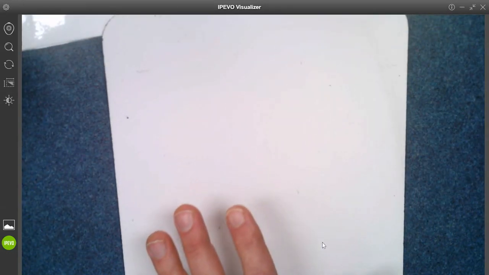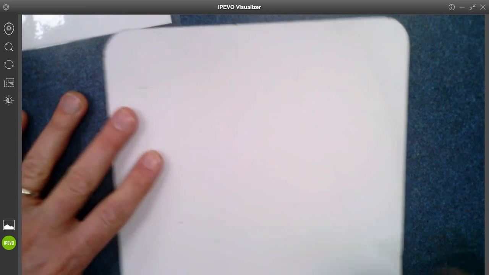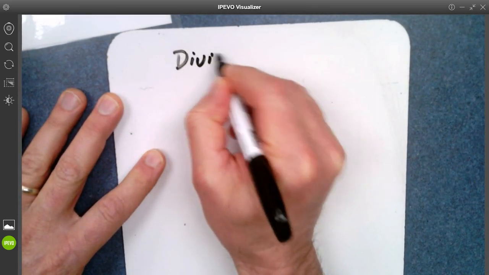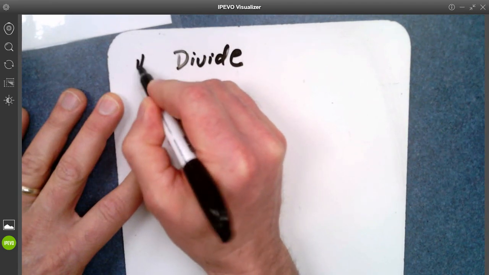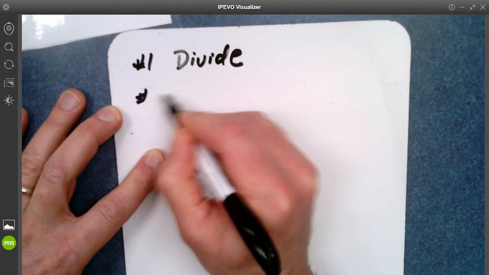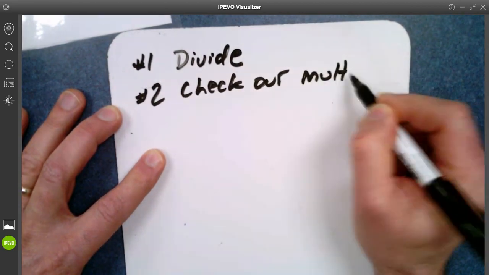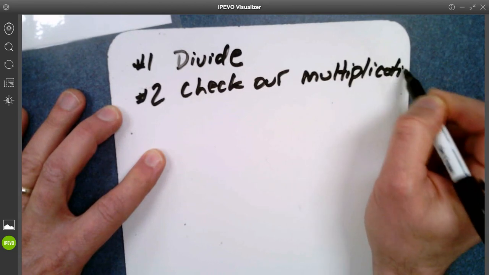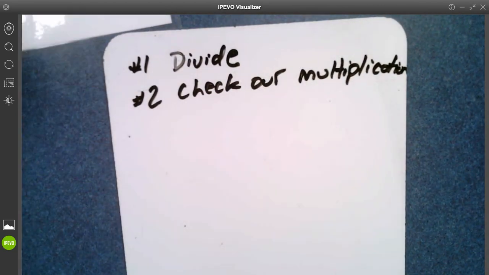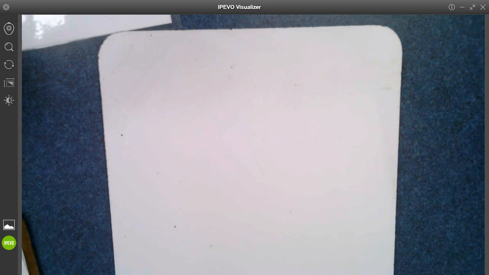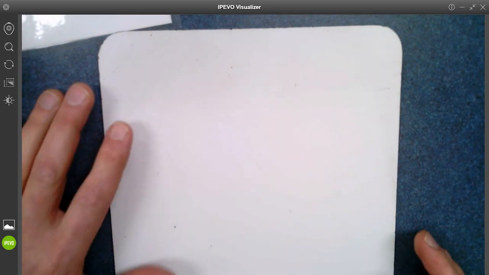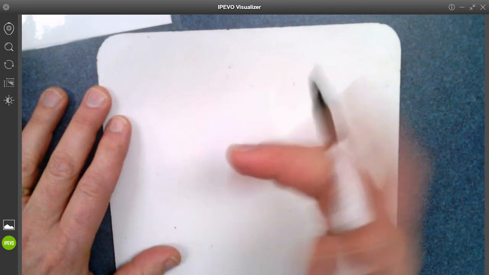Hello, mathematicians. We are going to continue using partial quotients for our division. We're going to divide, and then we are going to check our work using multiplication to make sure that it all agrees. So I'll walk you through a few problems. Then you're going to get to go practice by yourself in your problem set, knowing that you can always come back to this video to help you.